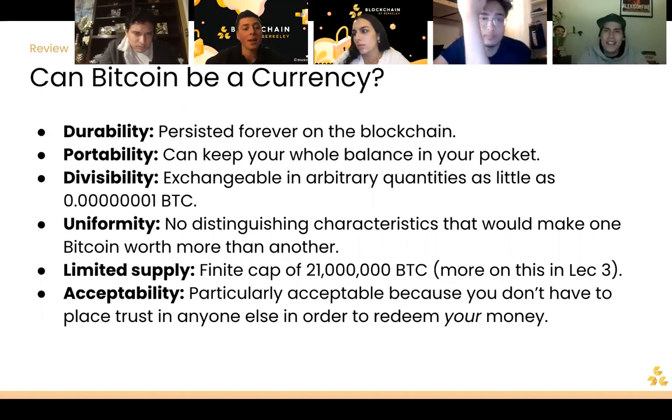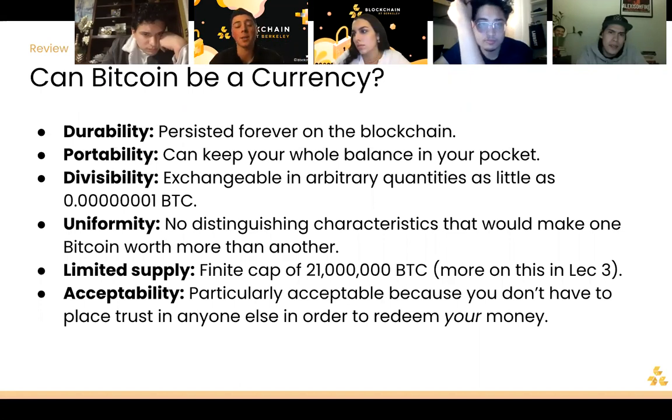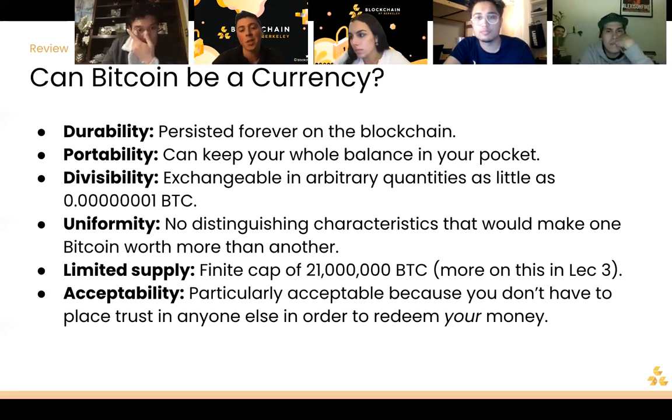And then there is a limited supply. This ensures that laws of supply and demand do exist with Bitcoin. There is a finite cap of 21 million Bitcoin. As a fun fact, we're getting pretty close to this cap, because as Bitcoin are constantly being mined and created, we're almost at 19 million right now. So the question is, what happens when we hit 21 million?